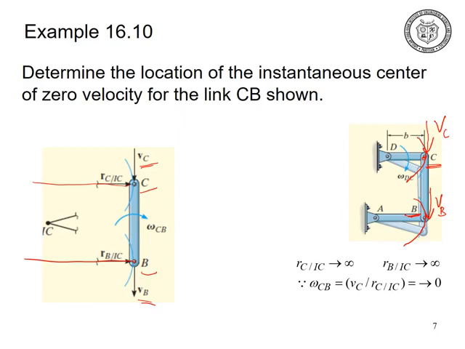As the two velocities are parallel to each other, the perpendiculars to these velocities will meet at infinity. So in this case, RC with respect to IC will be infinity and RB with respect to IC will be infinity. When the instantaneous center is at infinity, omega will be equal to 0. When omega is 0, the rotation is 0 and the body only translates. So when the instantaneous center lies at infinity, omega becomes 0 and the link only translates.